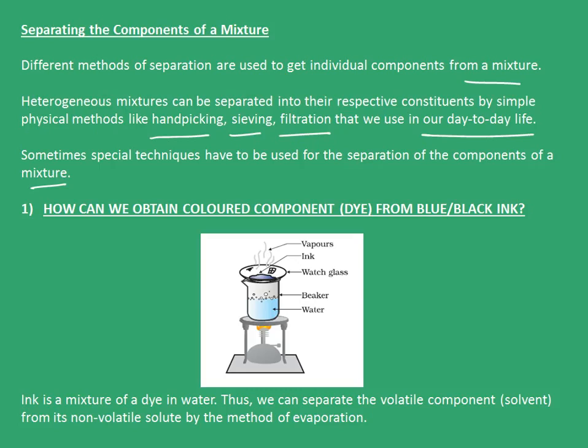In this, what we do is, we take a beaker filled with water and keep it on a burner. On top of this beaker, we take a watchglass filled with ink. Now, instead of directly heating the ink, we heat the water, which in turn heats the watchglass and the ink that is present in it. And due to the evaporation, we separate the solvent from its non-volatile solute.